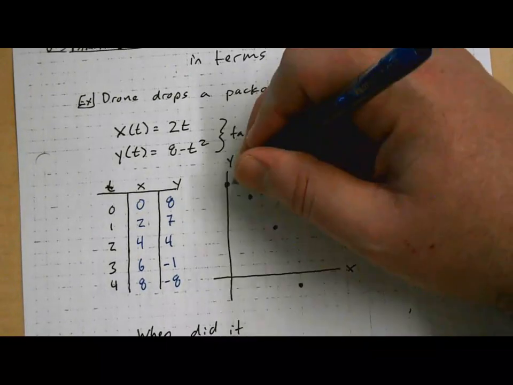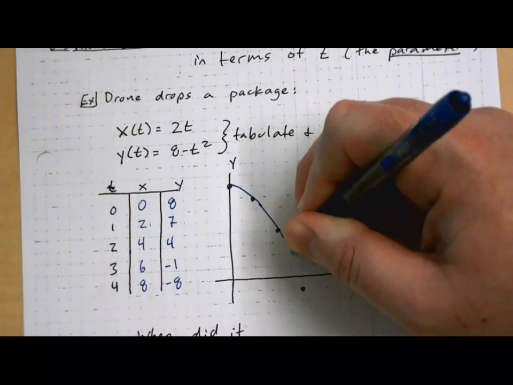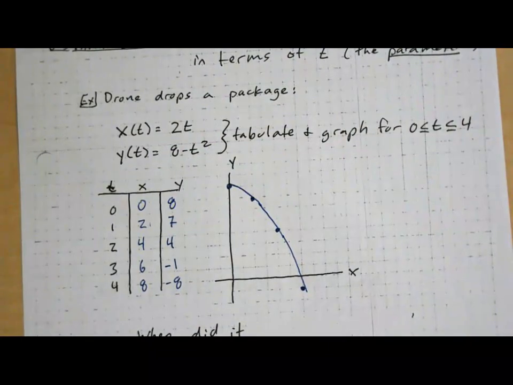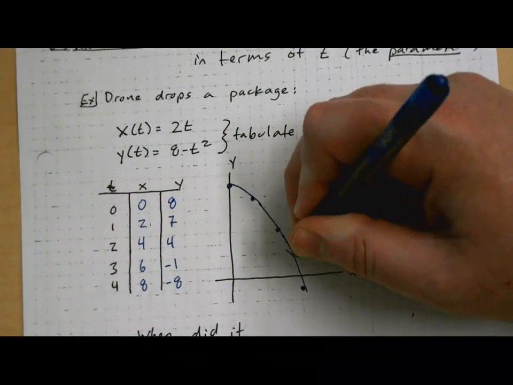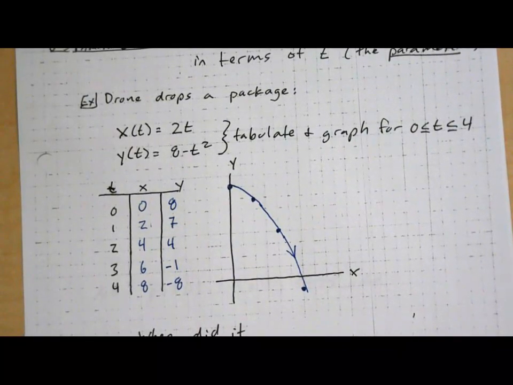Let's go ahead and sketch this, though. So this curve right here would be the path that the package would take. And when we sketch these things, we're getting more than just the shape of the curve. We're also getting a direction that it travels. So this package is falling down as we go along.